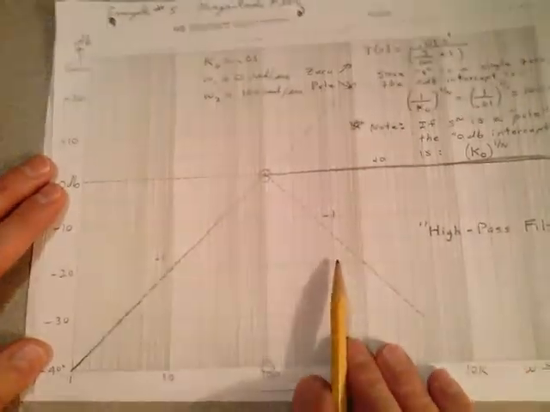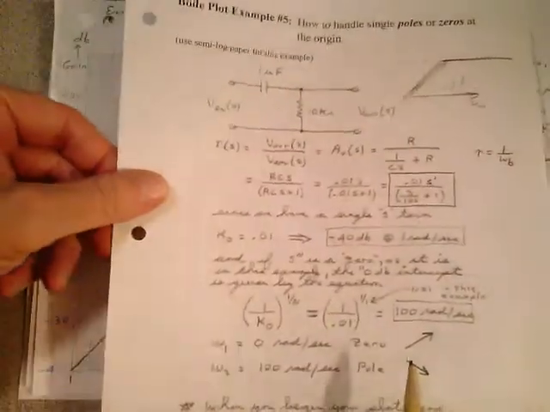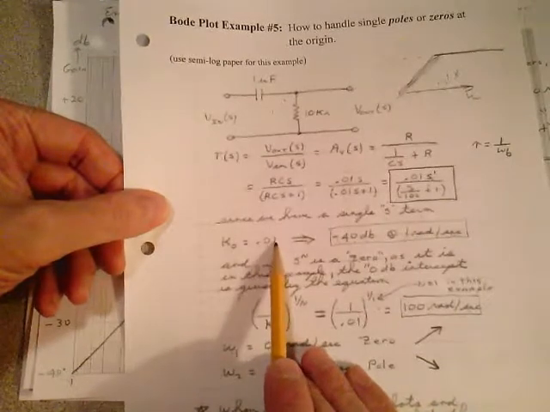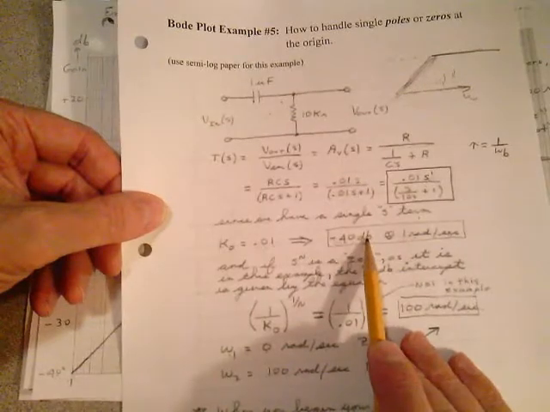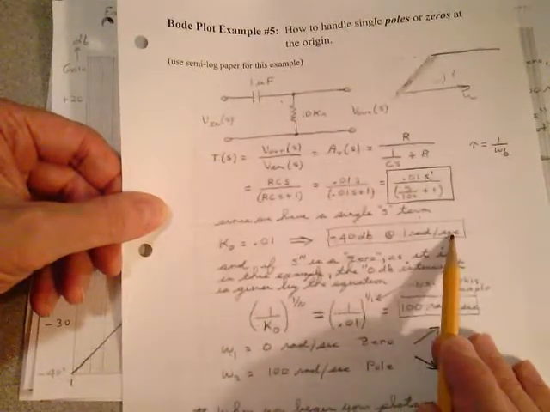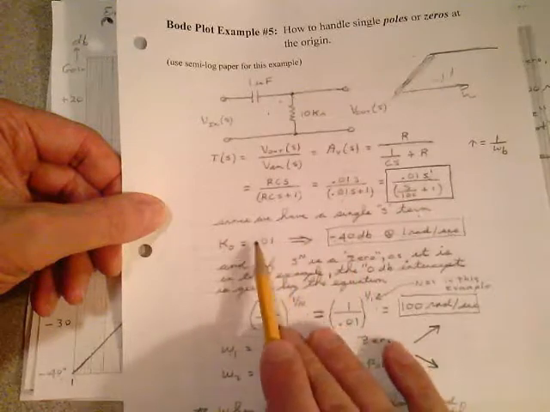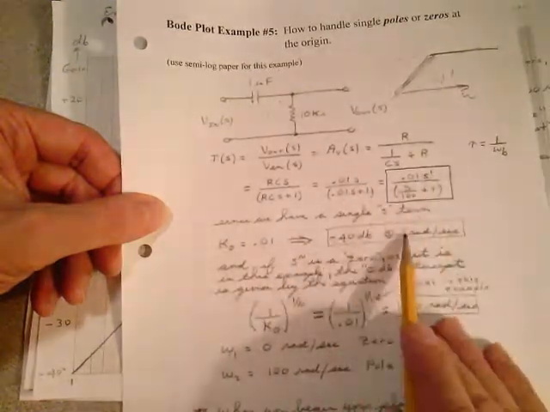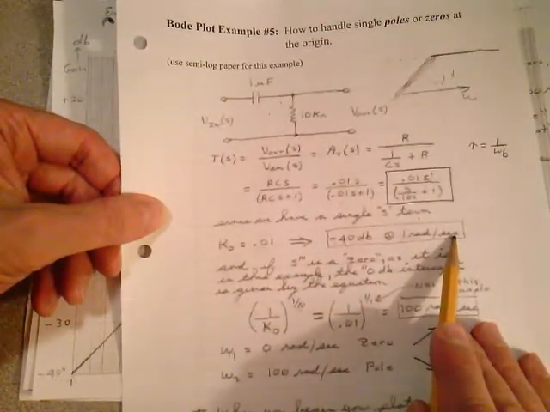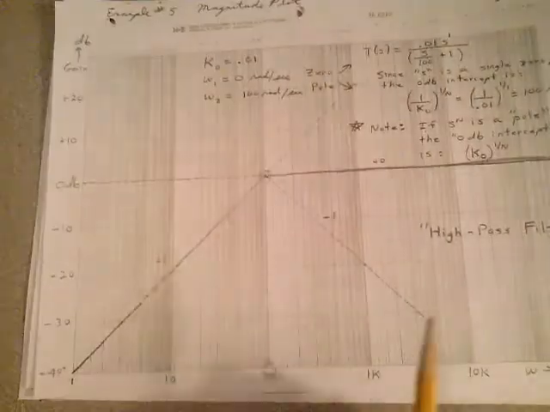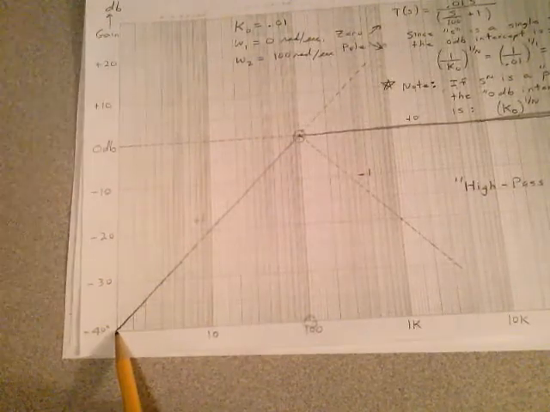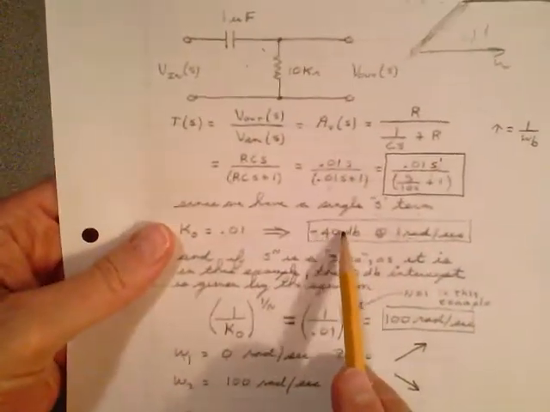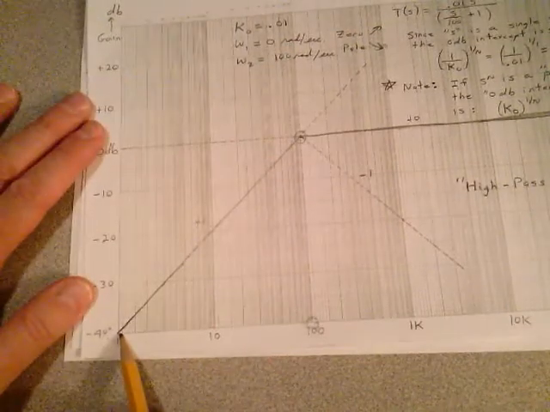But there's one more check. Remember this little technique I showed you? That K0 is 0.01. When we take 20 times the log of that, we got a -40 dB, and that's always at 1 radian per second. Whatever you calculate the dB through that constant, when you have single S terms, that's at 1 radian per second. Let's go back to my plot and take a look. At 1 radian per second, I should be at -40 dB. And I am. It tells me that that's a pretty good response, high pass filter.